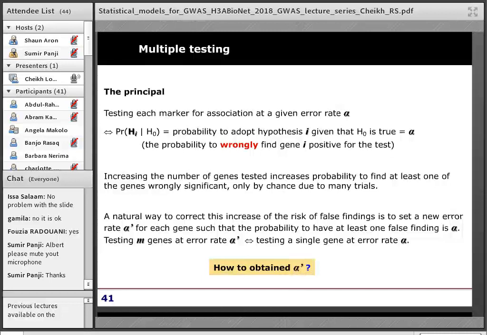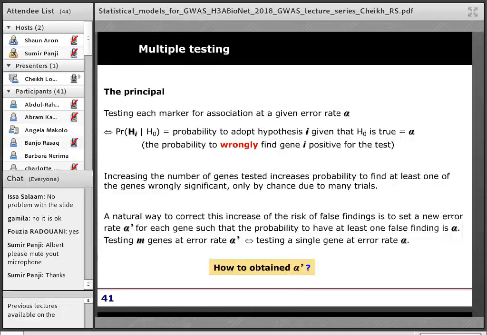So here the principle is testing each marker for association at a given error rate alpha. The probability of adopting one of the alternative hypotheses Hi, given that the null hypothesis H0 is true, is the probability to adopt hypothesis i, given that hypothesis 0 is true, at the level of alpha. This is when you set your significance threshold at alpha. This is the probability to wrongly find a gene.